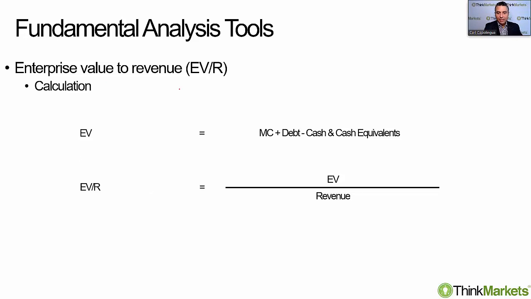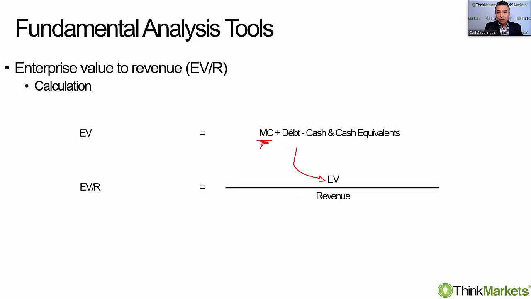This is how you calculate it. We take the market capitalization. That's what MC stands for. We add to it the debt of the company, and we take from that cash and cash equivalents. Now, both of these are found on the balance sheet. They're very easy to find. And then we divide into that enterprise value the revenue of the company.